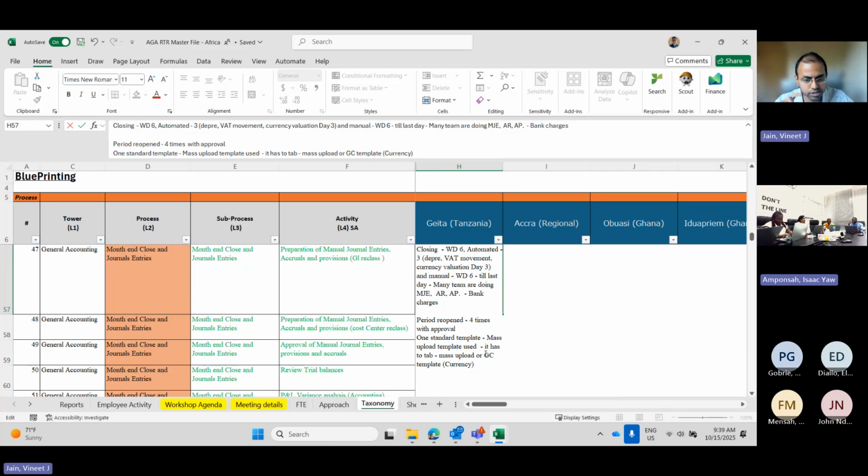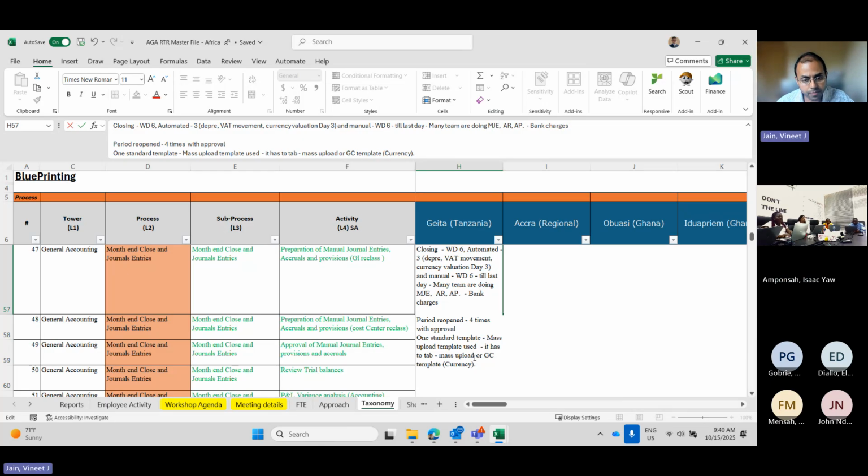Okay, so this GC thing is for currency difference, basically. Yes, it is just for currency. Okay. Please, if possible, can you share the template with me for my repository purposes? The blank copy or any sample copy? Is it possible? Sure.